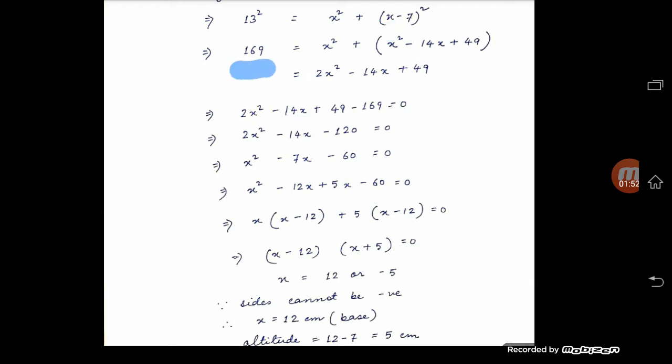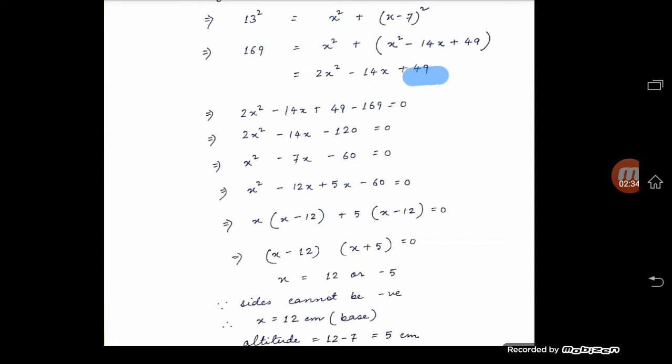13 square will be 169, x square will remain as it is, and this (x minus 7) whole square we expand using the formula of (a minus b) whole square. What does the formula say? It is a square minus twice ab plus b square. Here a is x, b is 7, so twice a into b will be 14x, b square will be 7 square, that means 49. So in the next step, x square plus x square is twice x square, minus 14x will remain as this, plus 49 will remain as this.